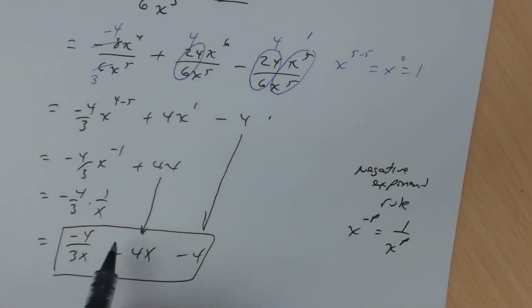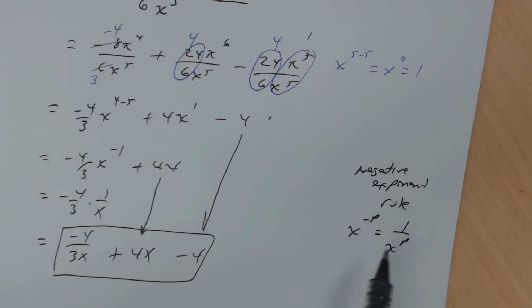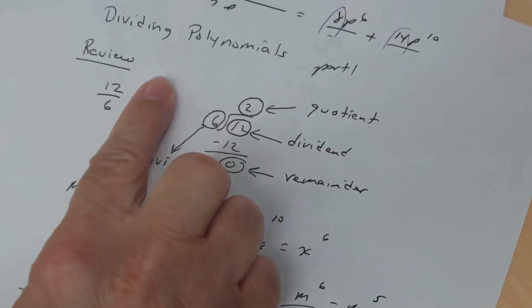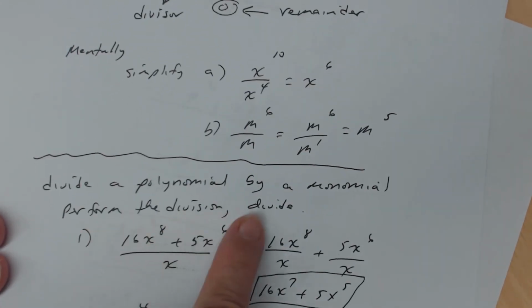So in my math lab, you're going to see one like this. So don't forget this little part right here. You're going to use the negative exponent rule. Okay, so that takes care of this part 1. We're on the lesson where we're dividing polynomials, but this was dividing a polynomial by a monomial.